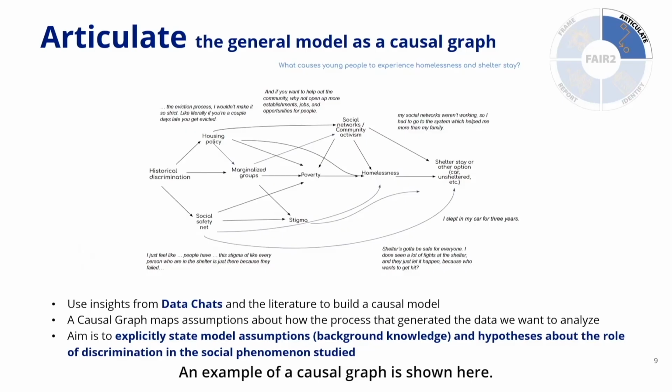An example of a causal graph is shown here. It is based on the question, what causes young people to experience homelessness and shelter stay? We can see that there are many influencing factors, many of which may not be present in numerical data sets, such as historical discrimination, marginalization, stigma, and social networks. Many of these elements arise from the experiential knowledge of young people that had experienced homelessness and sat with us in a data chat.